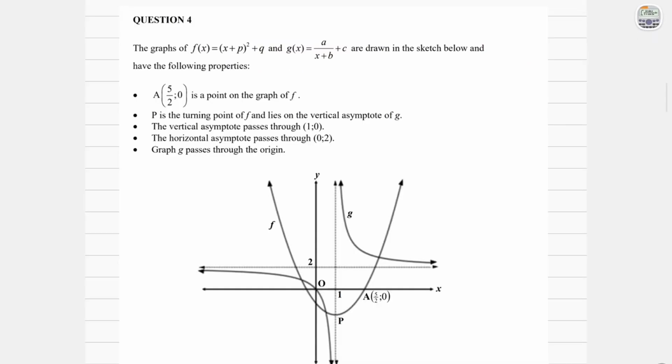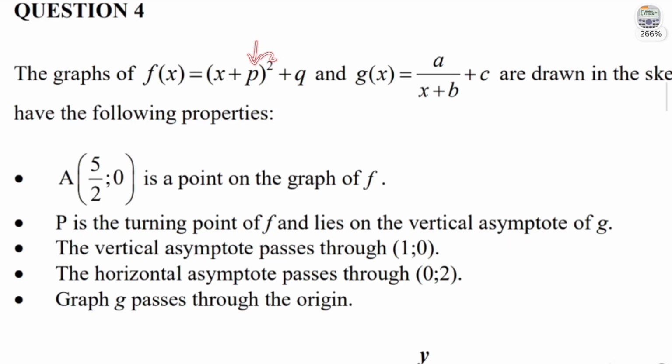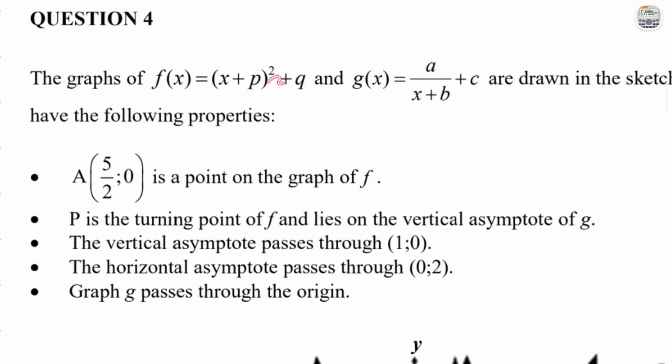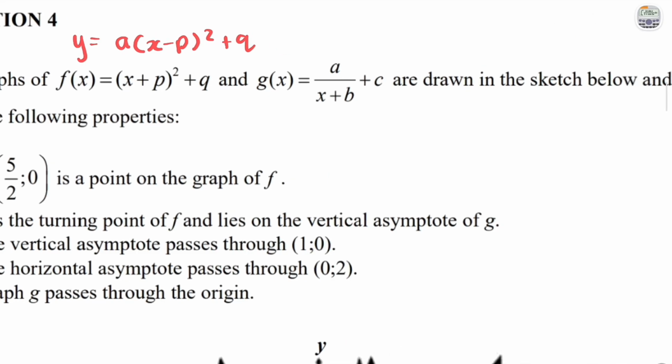Question 4 says, the graphs of f of x, which we can see is a parabola in turning point form with a little twist. You see how they added x plus p? But you know that the standard form actually looks like this: a times x minus p all squared plus q. So you notice with these types of equations, the equations of certain graphs with that x minus p, they will usually tamper with that just to ensure that you know what the standard form looks like. And then g of x is a hyperbola, and they did the same thing over there. It's usually in the form of y equals a over x minus p plus q.